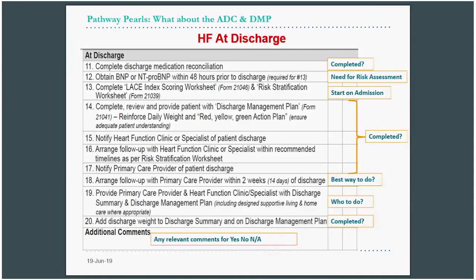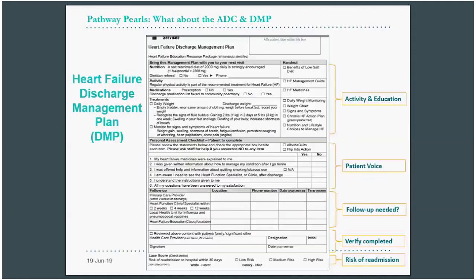And this is just the last part of the heart failure checklist, which is completely the same as the COPD. The discharge management plan for heart failure is exactly the same, with the same kind of activities, the same patient voice questionnaire, and the same type of follow-up, except for the risk stratification. The LACE that you do, plus the algorithm that uses the discharge BMP done within 48 hours of discharge, puts them into the low, medium, or high risk category, which then determines how quickly they are to be seen within the heart function clinic. And then that's when you tick off the 2, 4, or 12 weeks.